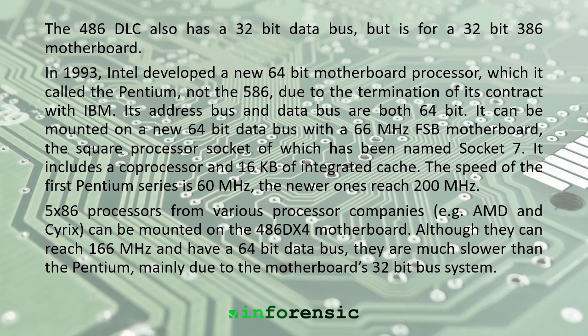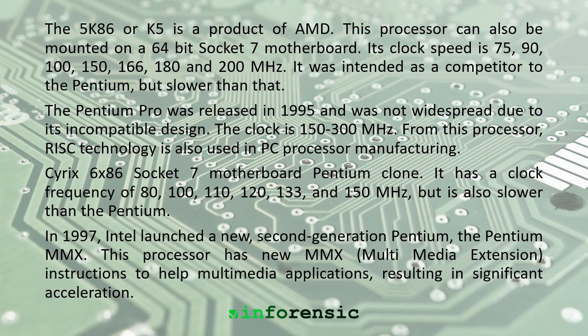5x86 processors from various companies, e.g. AMD and Cyrix, can be mounted on the 486DX4 motherboard. Although they can reach 166 MHz and have a 64-bit data bus, they are much slower than the Pentium, mainly due to the motherboard's 32-bit bus system. The 5K86 or K5 is a product of AMD. This processor can also be mounted on a 64-bit Socket 7 motherboard. Its clock speed is 75, 90, 100, 150, 166, 180 and 200 MHz. It was intended as a competitor to the Pentium, but is slower than that.